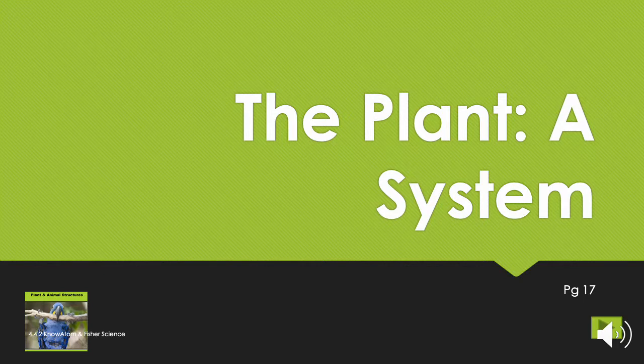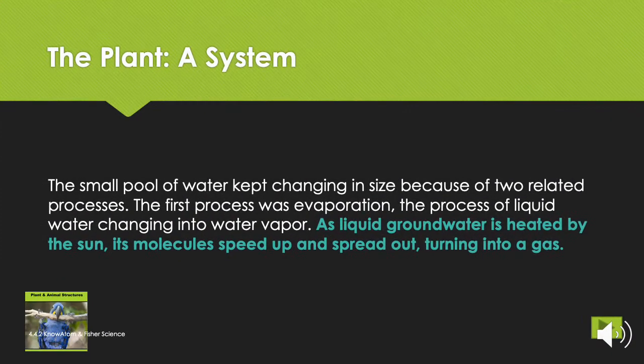The plant, a system. The small pool of water kept changing in size because of two related processes. The first process was evaporation, the process of liquid water changing into water vapor. As liquid groundwater is heated by the sun, its molecules speed up and spread out, turning into a gas.